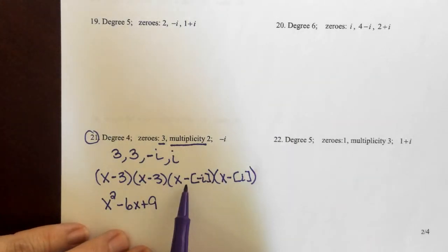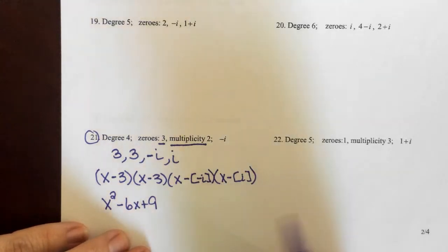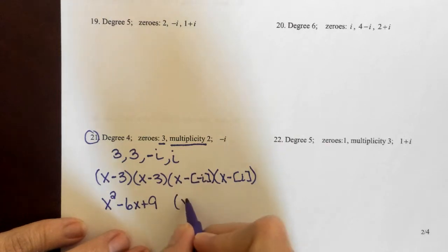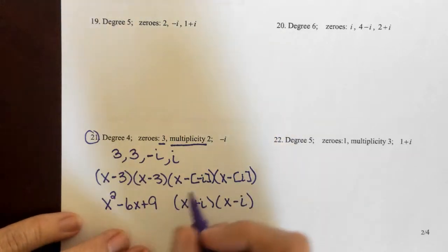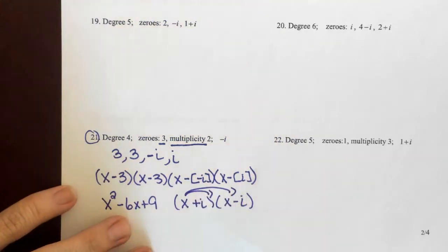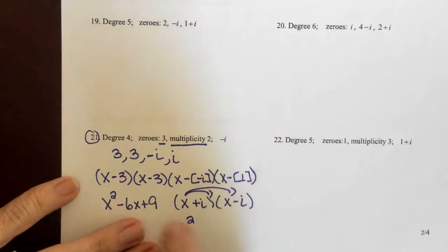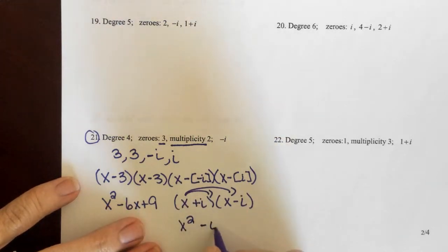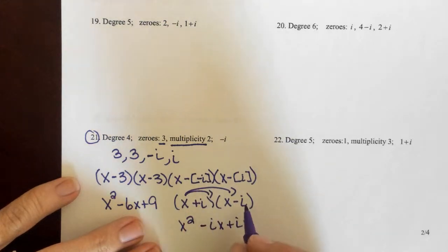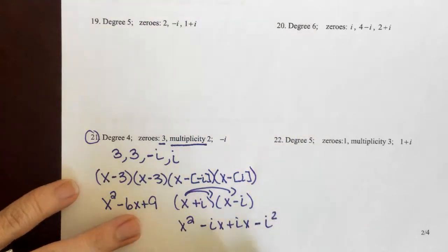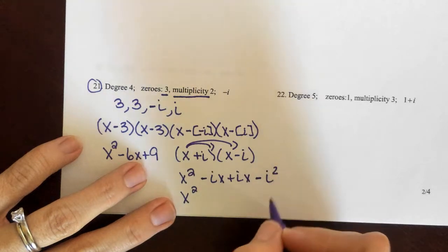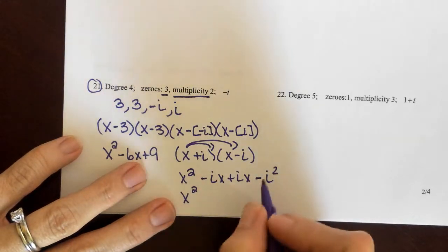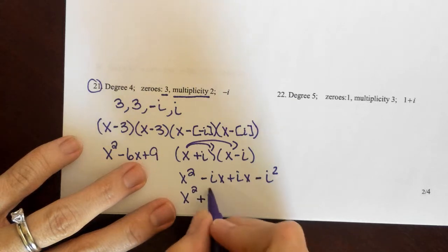Over here, I've got x minus a negative i and x minus i. So we know that this is going to change to x plus i times x minus i. And I'm going to go ahead and FOIL that because it's been a long time since we've done i's. So we get x times x is x squared, x times negative i is negative ix, i times x is a positive ix, and i times negative i is a negative i squared. This leaves me with x squared, those are going to cancel, minus i squared. Well, i squared is negative 1, so I have minus a negative 1, which is plus 1.